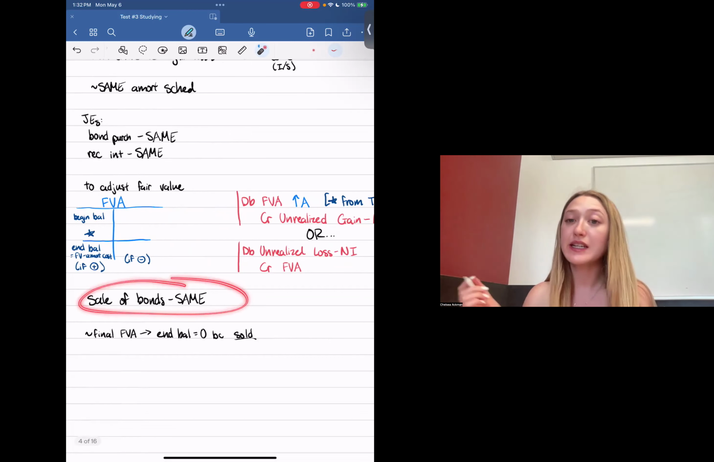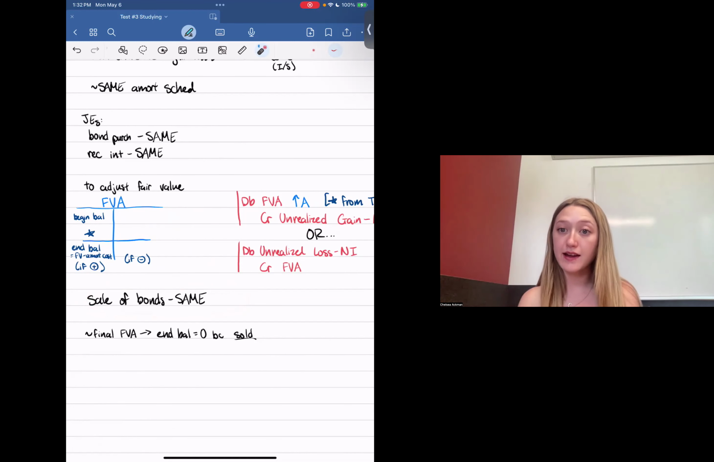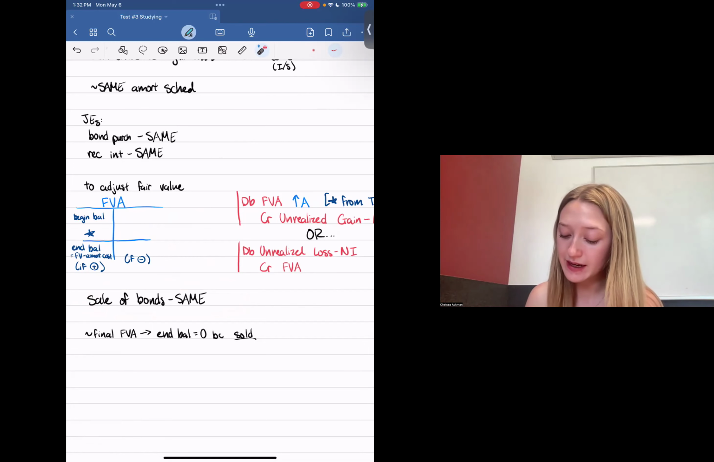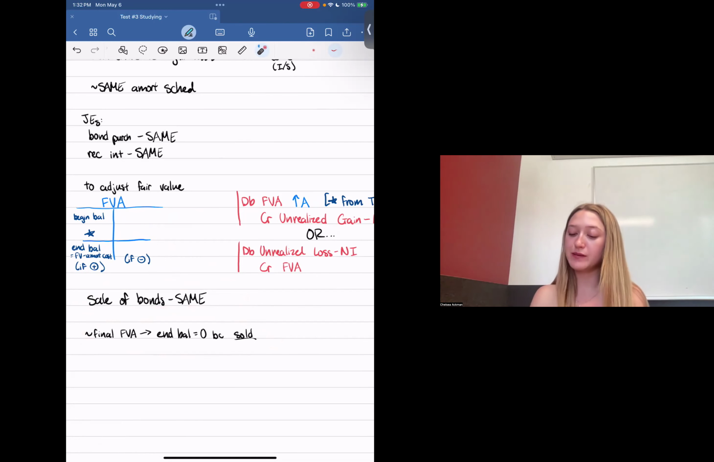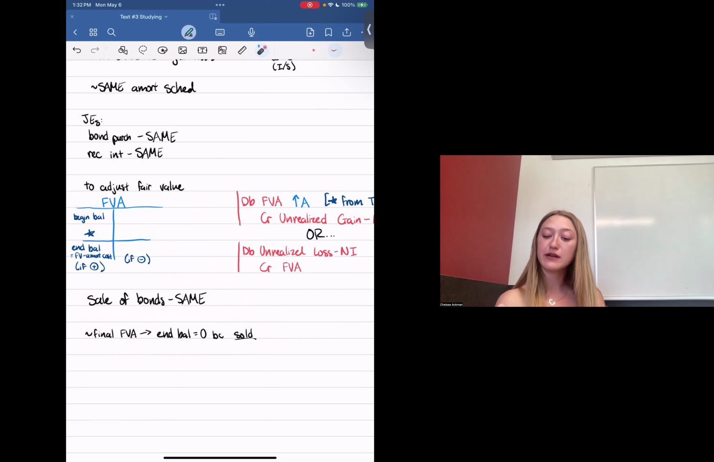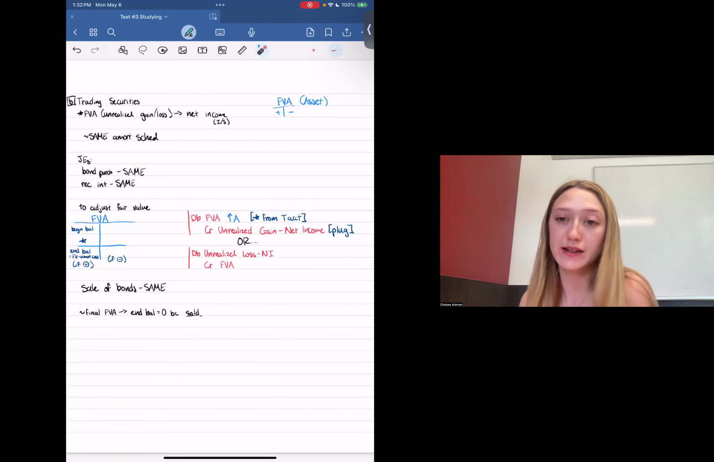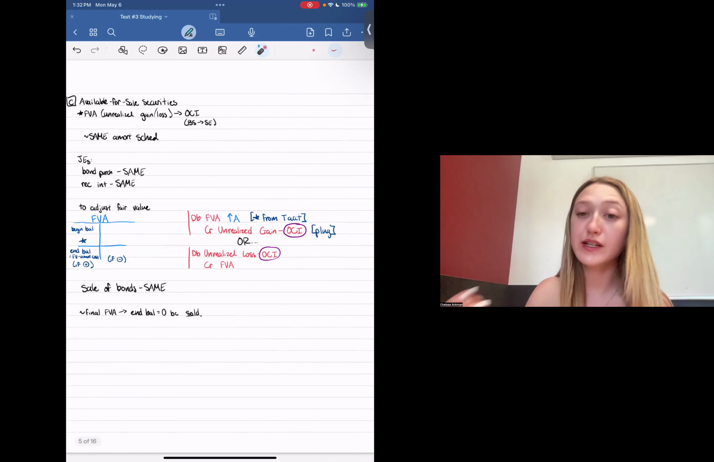And then sale of bonds is the same journal entry as the held to maturity securities. And then your final fair value adjustment, you want to put your end balance to 0 because the security has been sold, so it has no fair value to the company.